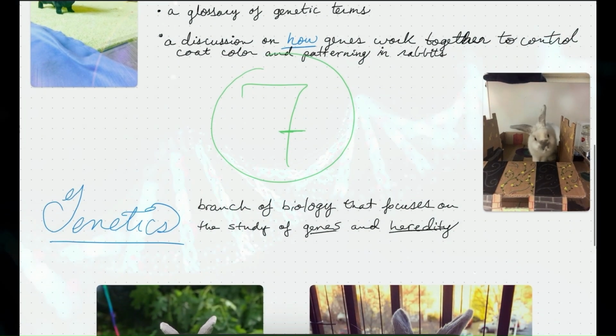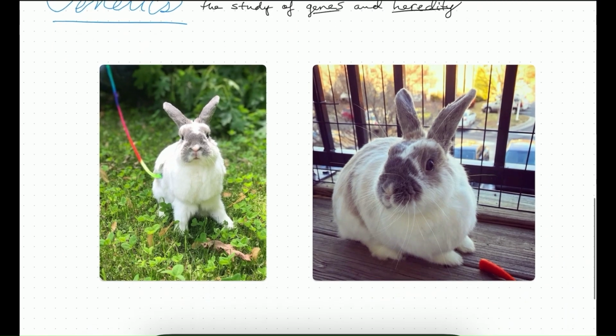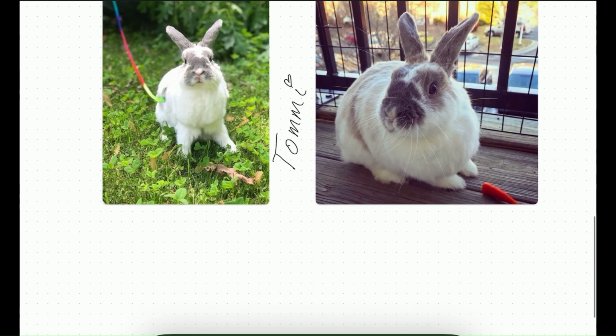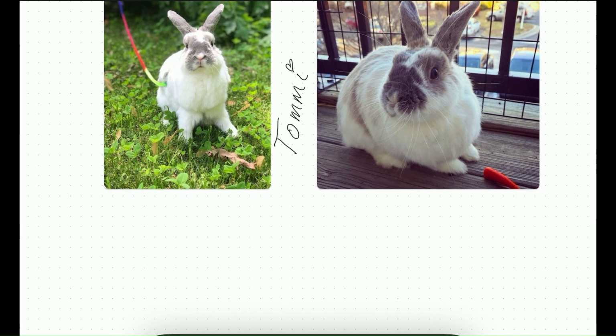So let's say we have this adorable little friend here that looks like this. This is actually one of my bunnies, little Tommy. Let's use our friend Tommy here to help us define some keywords and concepts that we find in the study of genetics. Starting with phenotype. A phenotype is an observable or measurable trait of an individual, like Tommy's white fur or her long whiskers.